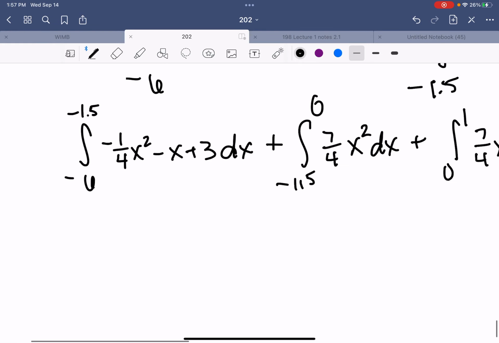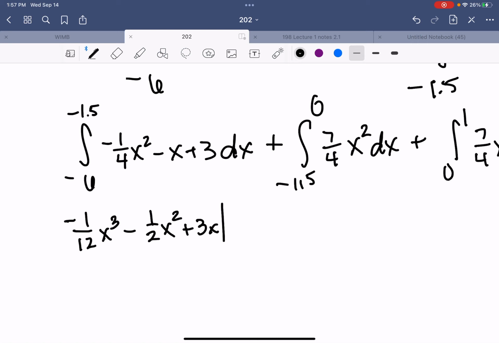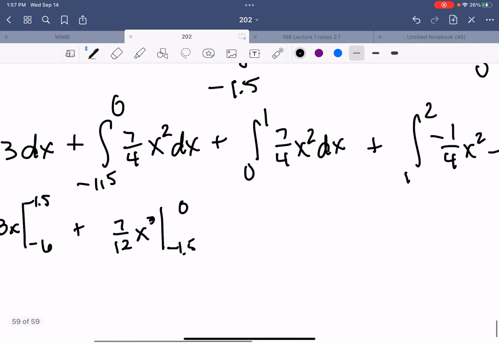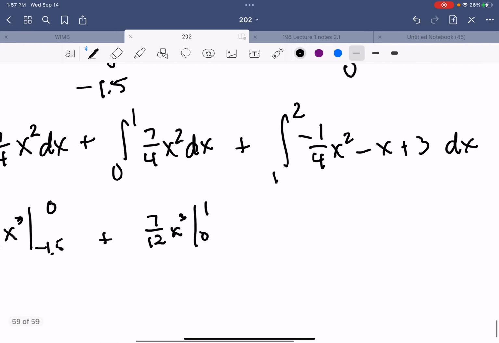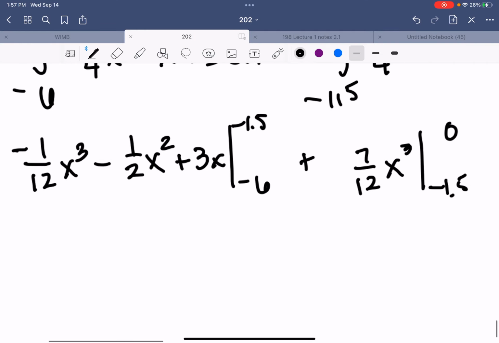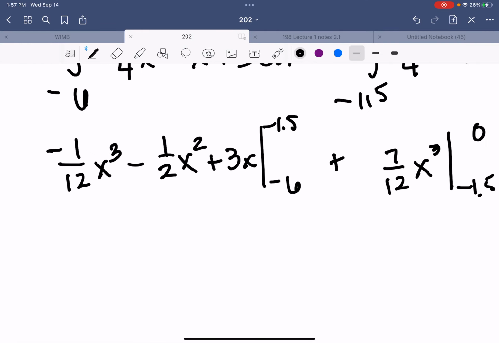Okay. Now we want the antiderivative. So this is going to be -1/12 x cubed minus 1/2 x squared plus 3x, evaluated from -6 to -1.5. We've got 7/12 x cubed from -1.5 to 0. We've got 7/12 x cubed from 0 to 1. And we've got -1/12 x cubed minus 1/2 x squared plus 3x from 1 to 2. And we want to go back and plug in all these numbers.